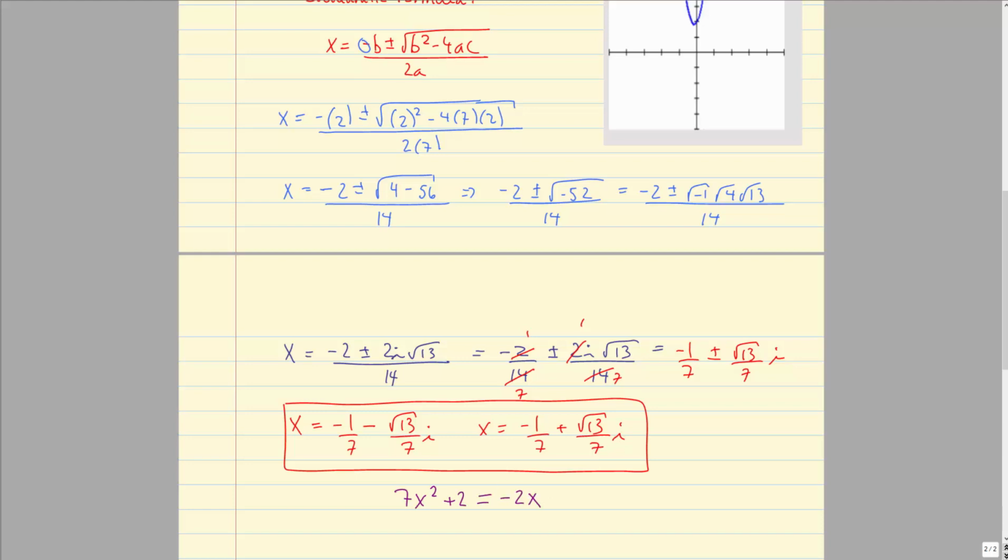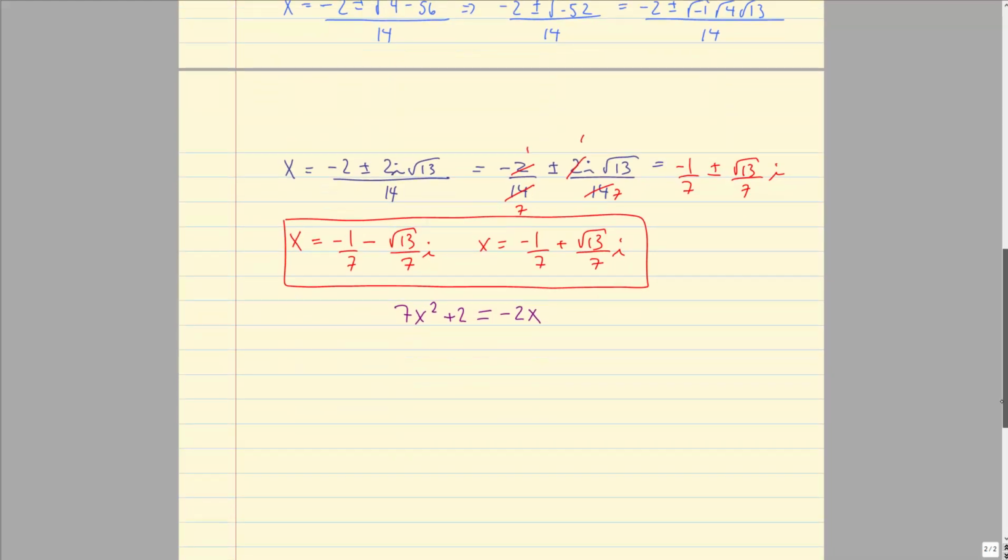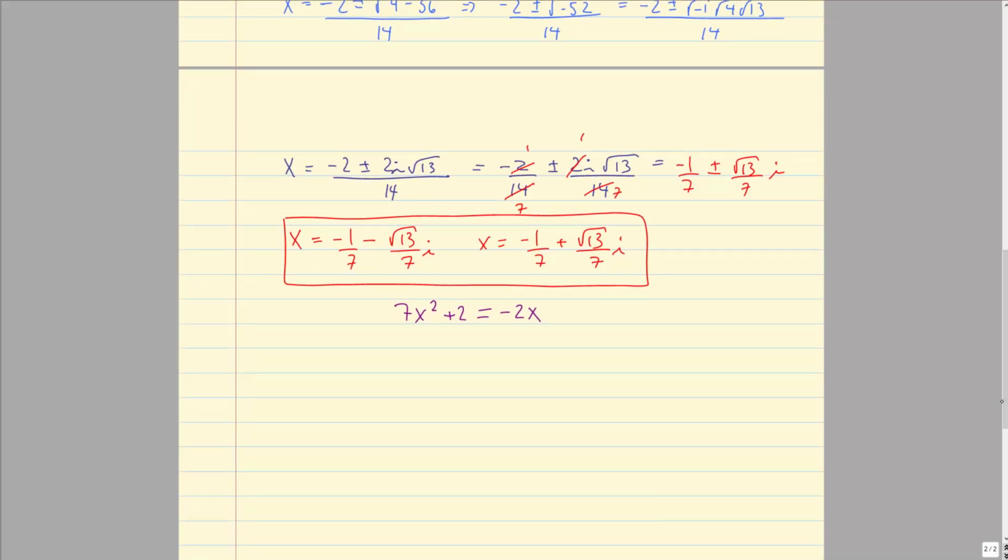And what I want to do is plug one of these in just to see if I get a true statement or not. And then it's easy to update and fix the other one, or check the other one. So 7 something squared plus 2, and I want to check, does this equal negative 2 times something? So negative 1/7 minus the square root of 13 over 7i, and that's going to be squared, don't forget. And I'm going to plug that same value in over here and see what we get.